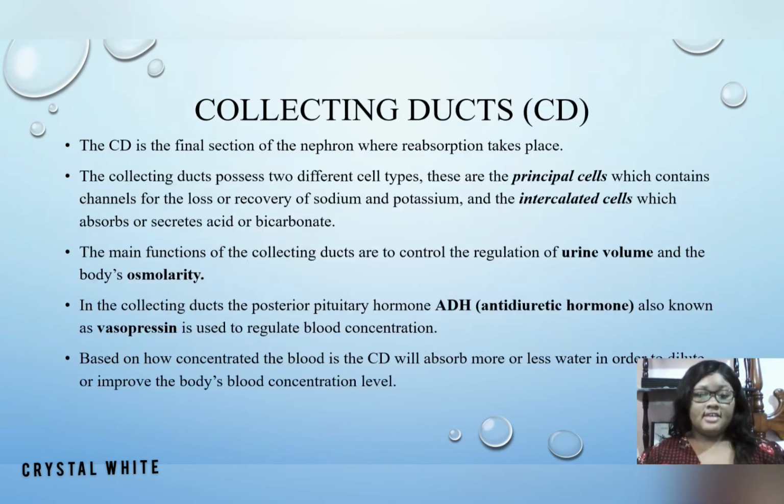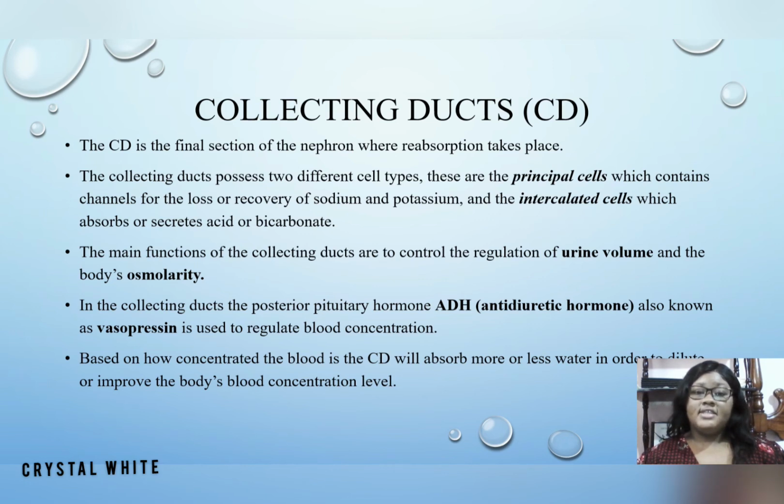The second section we'll be looking at is the collecting ducts, which is actually the final part of the nephron responsible for reabsorption. The CD contains two different types of cells. These are the principal cells, which contain channels for the loss or recovery of sodium and potassium, and the intercalated cells, which absorb or secrete acid or bicarbonate. The main function of the CD is to maintain or regulate the body's urine volume and osmolality.